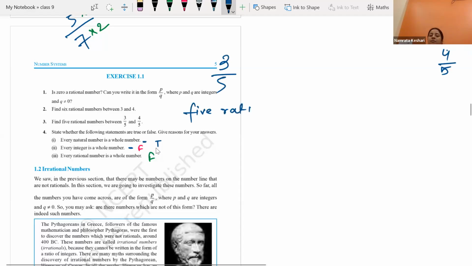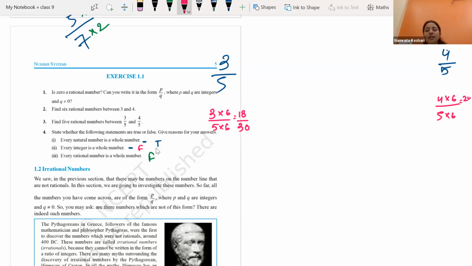So 5 rational, that means at least 5 plus 1, that means 6 we will be multiplying. Bare minimum 6. You can multiply 7. You can multiply 8. Because if you are multiplying same number in the numerator and denominator, you are not disturbing the fraction. But bare minimum, we will multiply 6. So we will make this 3 by 5 as 3 into 6 by 5 into 6, and we will be getting 18 by 30. And this one, 4 into 6 by 5 into 6, and we will be getting 24 by 30.